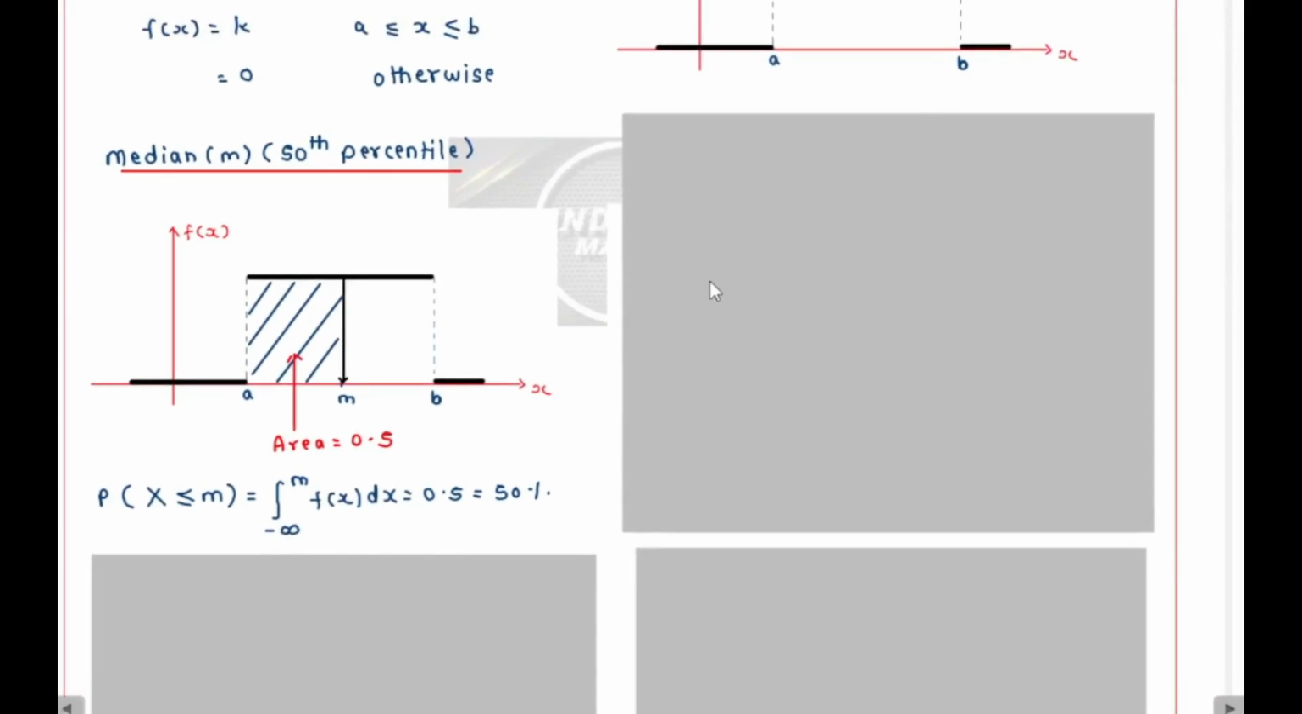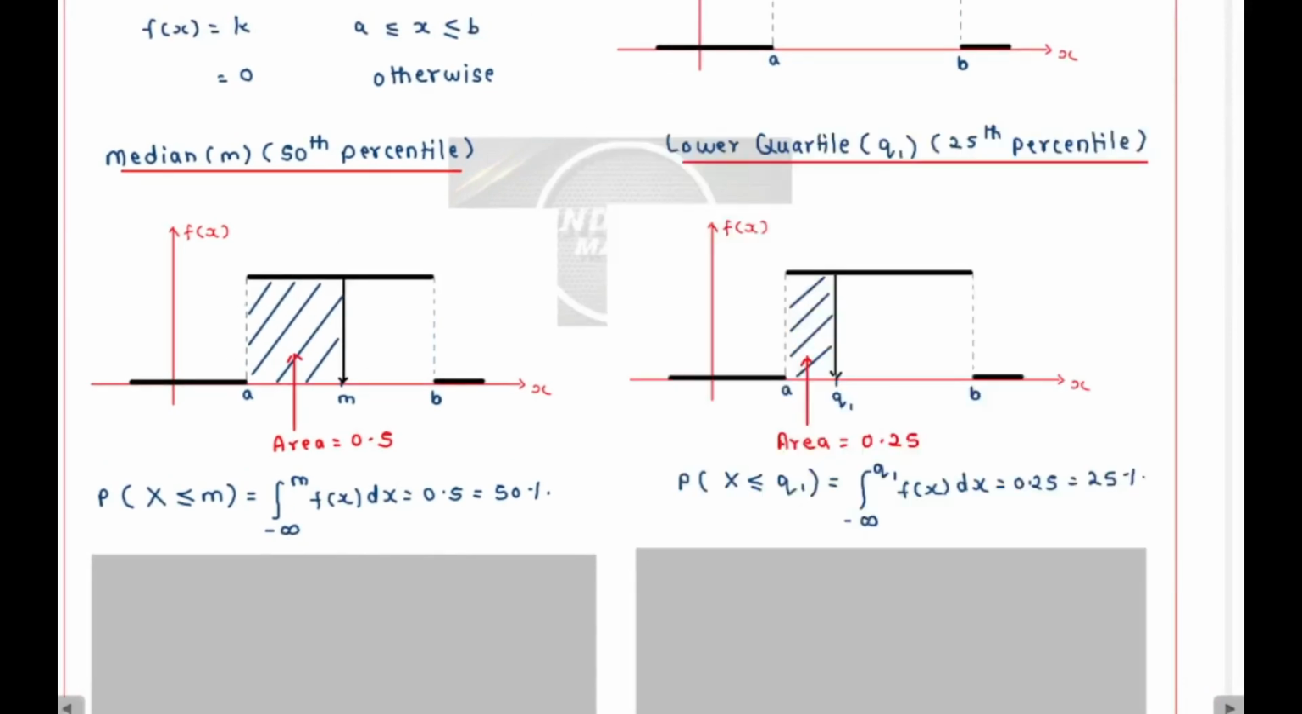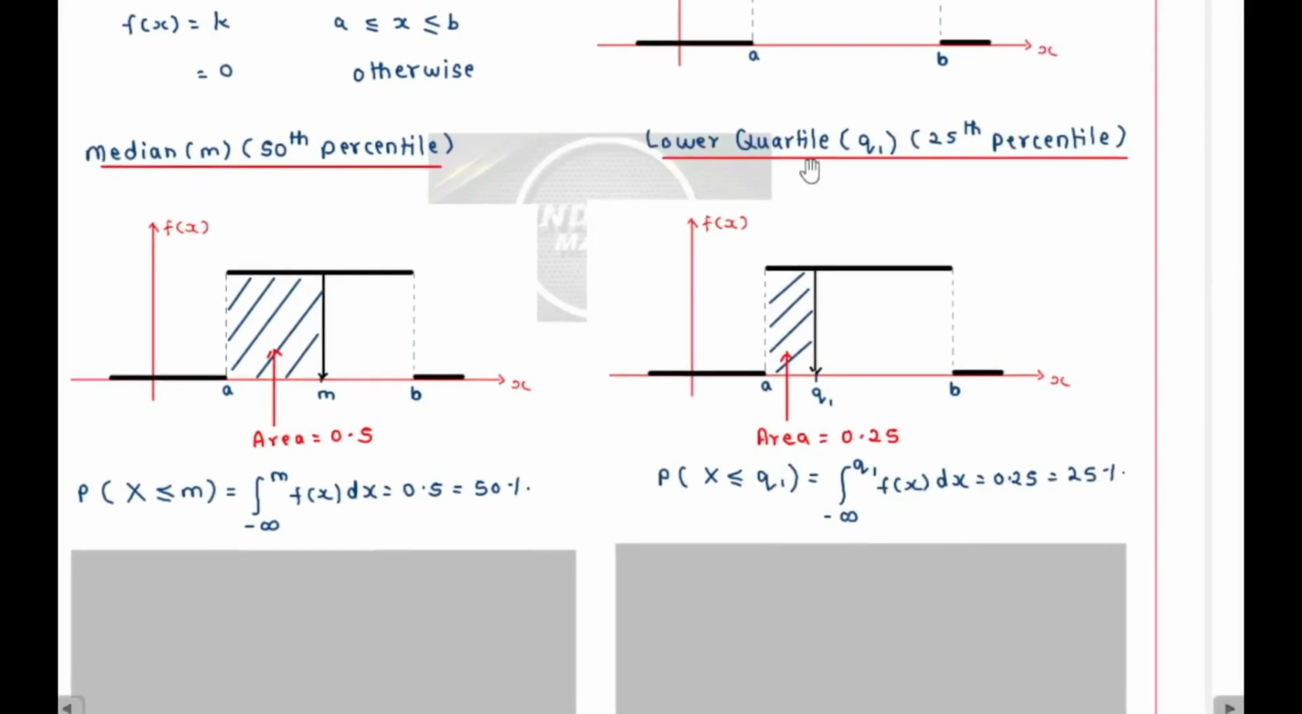Similarly, we have something called the lower quartile. We can represent it by the letter q1. It is also called the 25th percentile. It means that to the left of q1, the area under the curve is 0.25. So the probability of x less than or equal to q1 is equal to the integration of f of x with respect to x when x is varying from minus infinity to q1. This value will be equal to 0.25 or 25%.